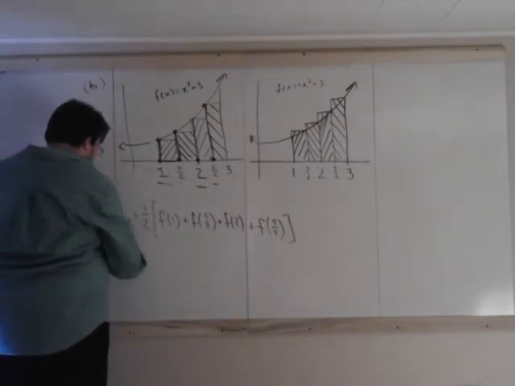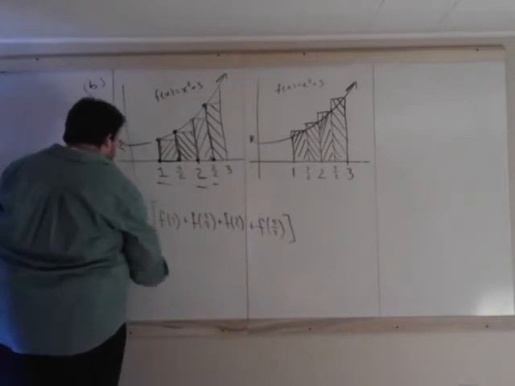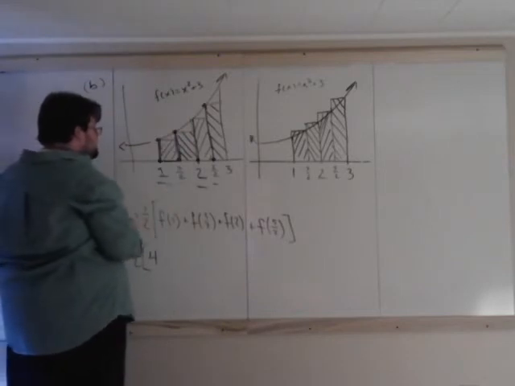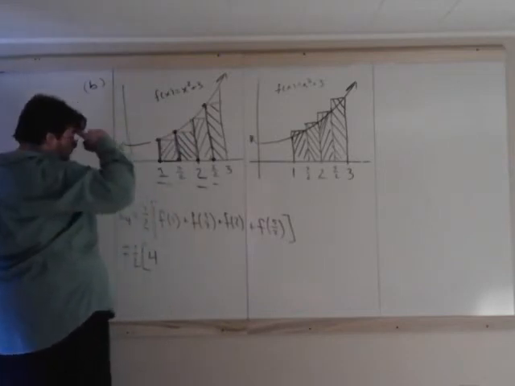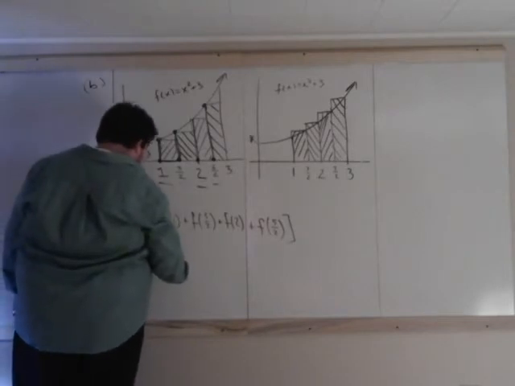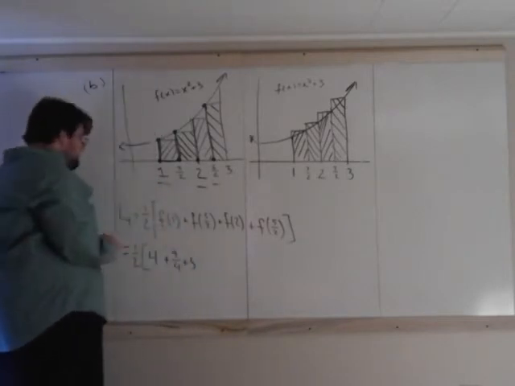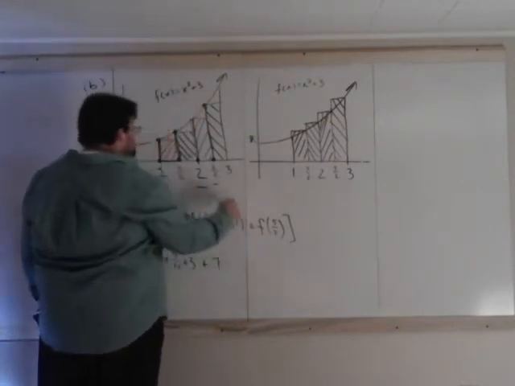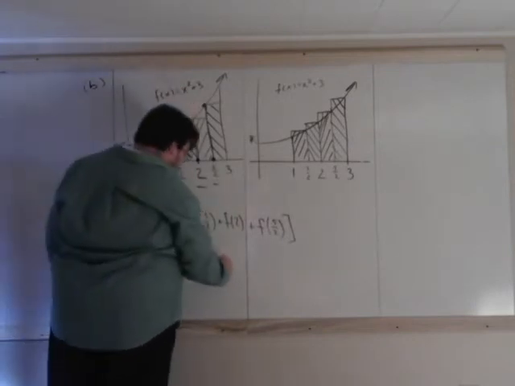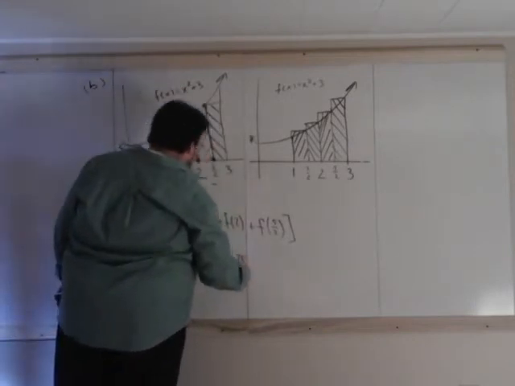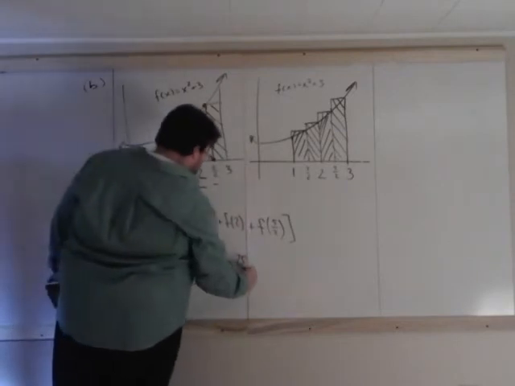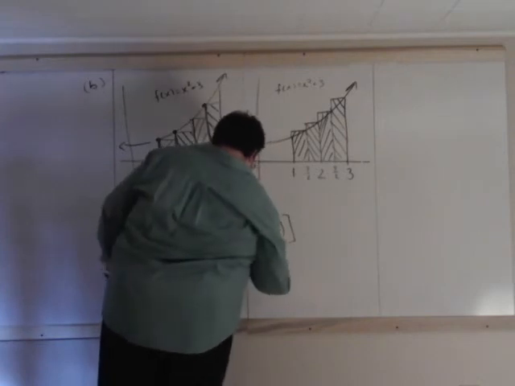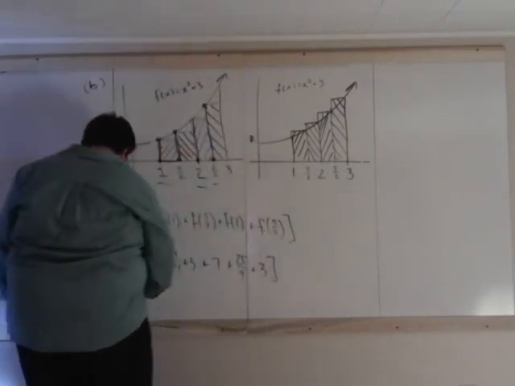And let's figure out what this actual number is. F of 1 is 4. F of 3 halves is what? 9/4 plus 3. Let's just write 9/4 plus 3. F of 2 is 4 plus 3, so that's 7. F of 5 halves, 25/4 plus 3. So let's just write that as 25/4 plus 3. And let's add all these numbers up.